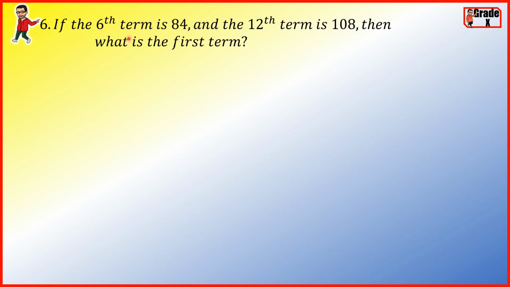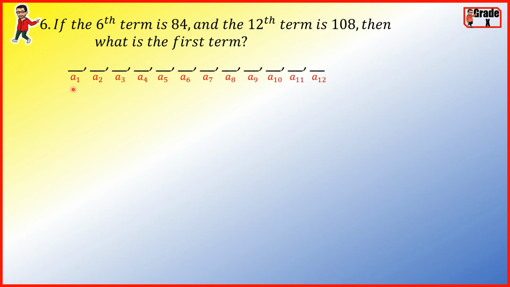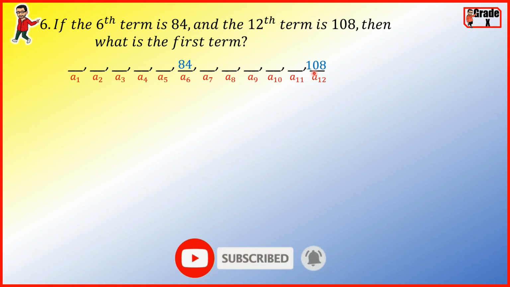Okay, so let's have another example. If the sixth term is 84 and the 12th term is 108, then what is the first term? So ang unang gagawin natin dito ay illustrate natin yung mga given values. So meron tayo ritong a sub 1, a sub 2, a sub 3 hanggang a sub 12. Sabi rito, ang sixth term is 84. So ilalagay natin dito yung 84. Then, ang 12th term dito is 108. So dito sa 12th term, ilalagay natin ang 108. Then dito sa a sub 1 ay unknown.